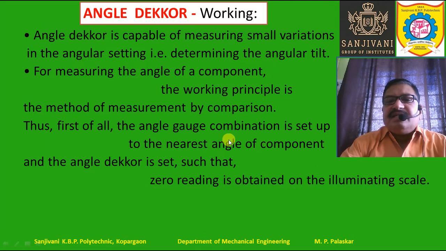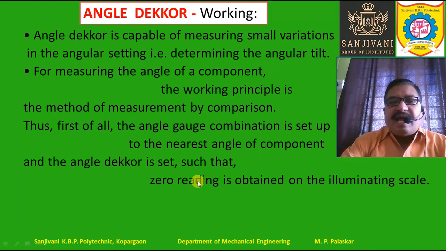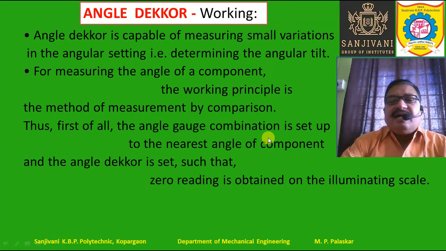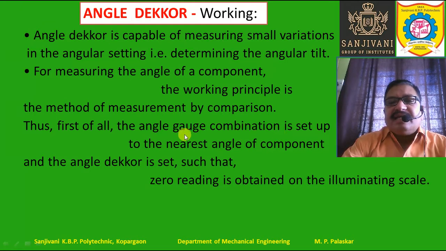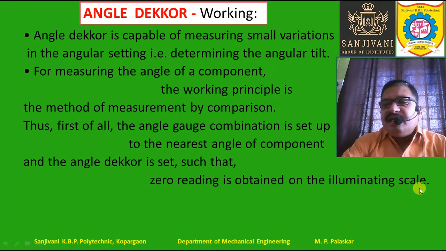So we are using the set of the angle gauge or the angle gauge combination, and then that is kept in place of the workpiece first of all, and the angle decker is set with the help of this combination of angle gauges, forming a particular angle which is closest to the angle of the component, and with the help of this particular combination of the angle gauge we are setting the angle decker to 0 reading. So 0 reading of the angle decker is obtained on the illuminating scale.